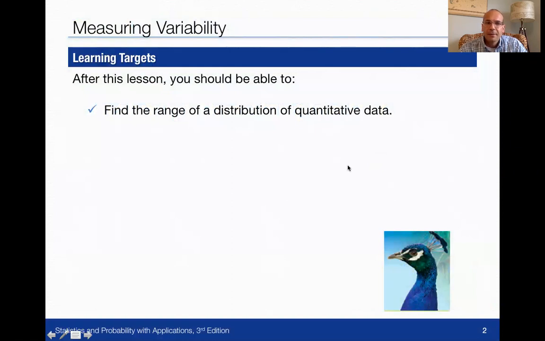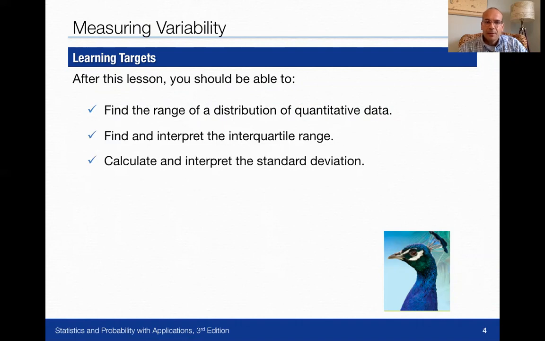We want to be able to find the range of a distribution of quantitative data. So range is something you are probably familiar with from middle school. So we're just making it sound a little fancier by saying quantitative data there. We should be able to find and interpret the interquartile range. Now, that's a topic that might have been addressed somewhere in your previous schooling, but it's not so bad even if you haven't. And then finally, we're going to calculate and interpret the standard deviation.